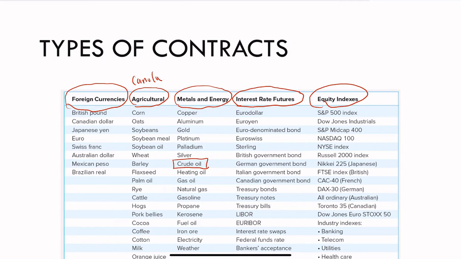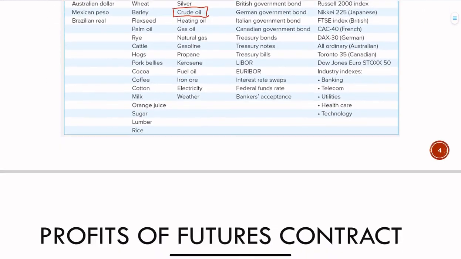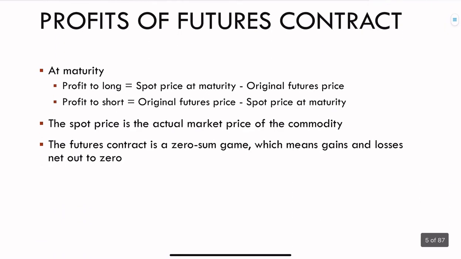For example, if you want to invest in the S&P 500 index, then one way is to buy an ETF. Another way is to use a futures contract on the S&P 500. The futures contract on the S&P 500 is called E-mini, and it is a very liquid, popular type of futures contract.